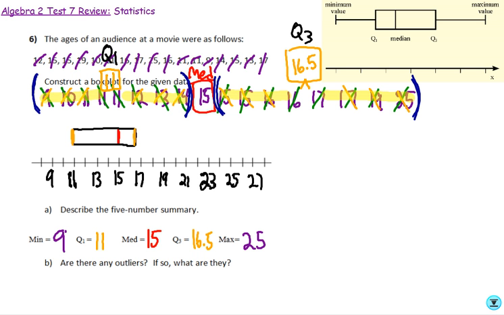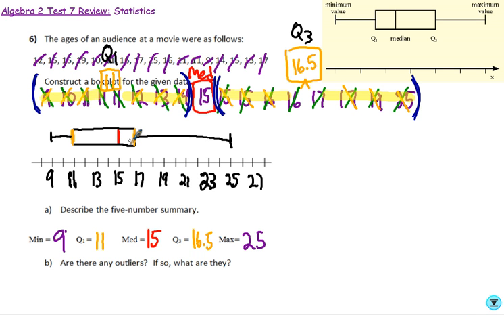And this is also referred to as a box and whisker plot. The whisker refers to stretching out to the smallest point, and then the largest point, which in this case would be 25. So this is a visual that says, okay, it looks like the median age was 15.